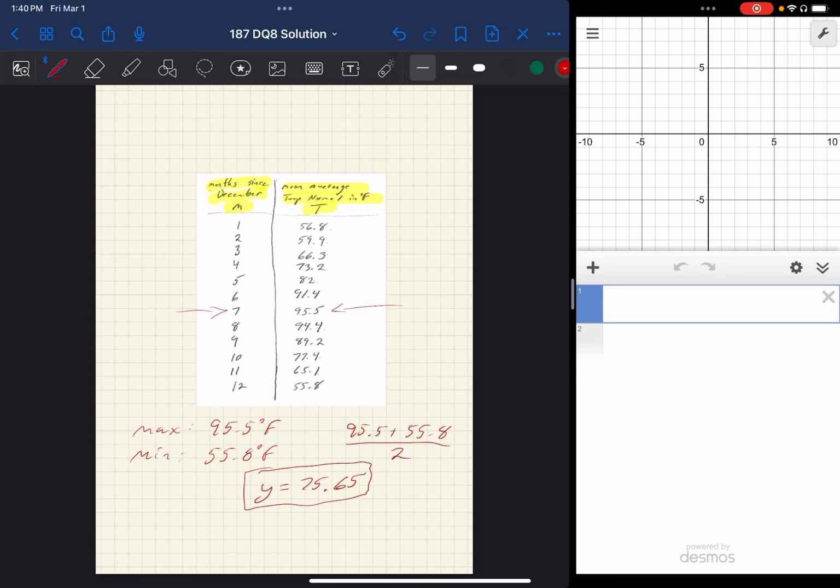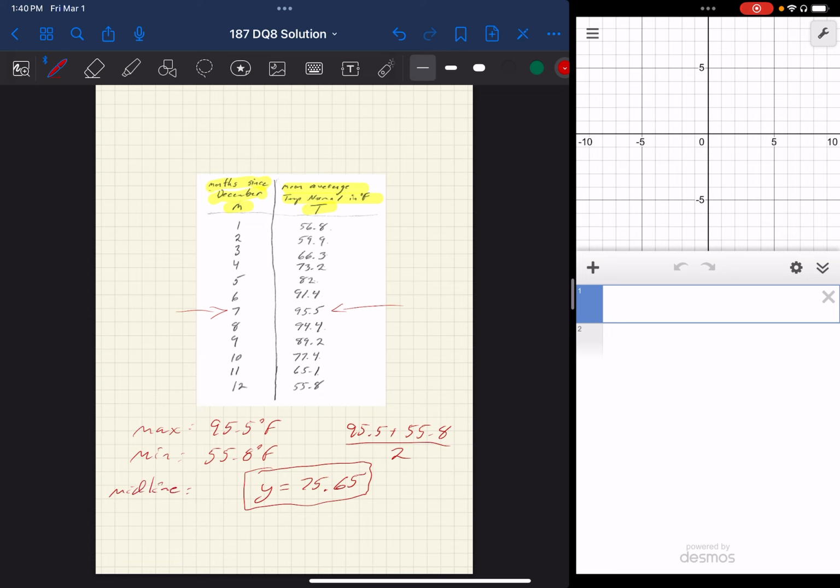So this is telling us that according to the model, the mean average temperature normal for Phoenix shows an average of 75.65 degrees Fahrenheit. That's the meaning of that value. The next thing we're asked to find is the amplitude. So this is the midline.